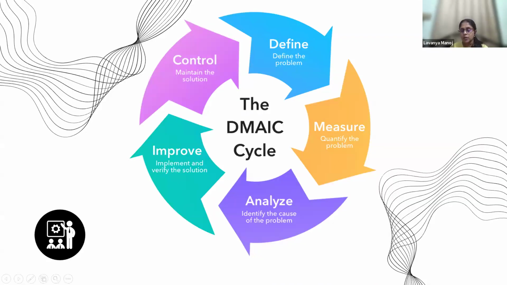Okay, so Six Sigma, though it's called Six Sigma, has five stages. That's called the DMAIC cycle. D stands for define, M stands for measure, A stands for analyze, I stands for improve, and C stands for control. So define the problem. Once you have identified the problem, define it. What is the problem? Then go for measure: how much effect it has on the process, on the business, how much it will affect the end result. Then analyze the actual cause of the problem.